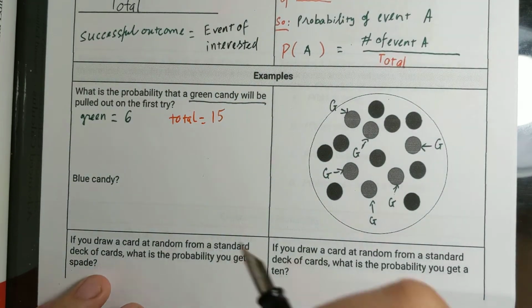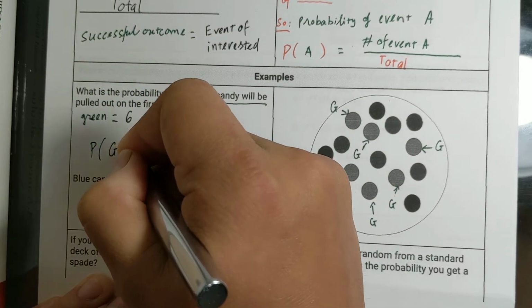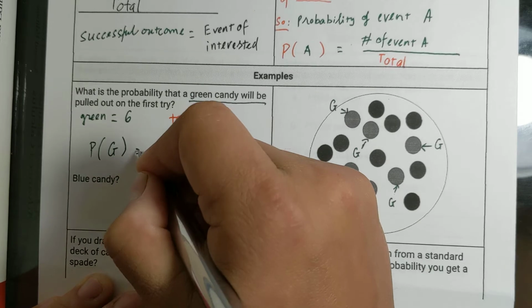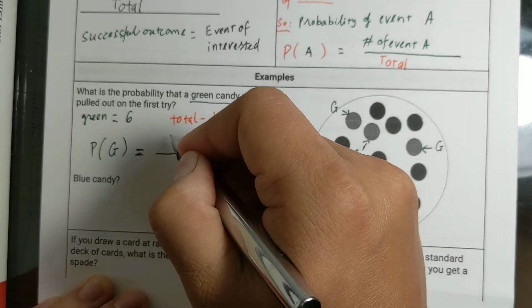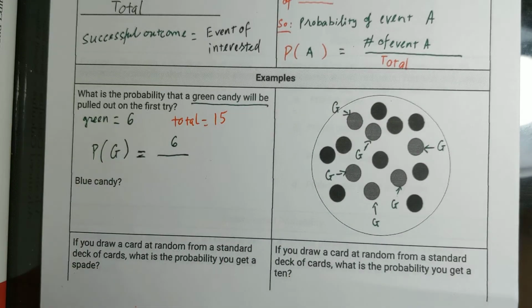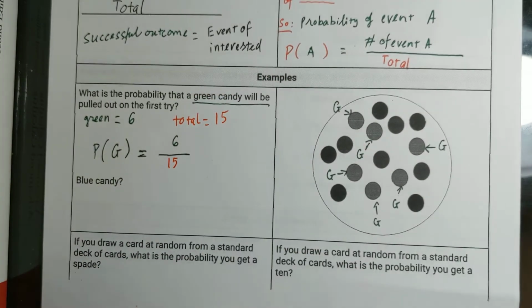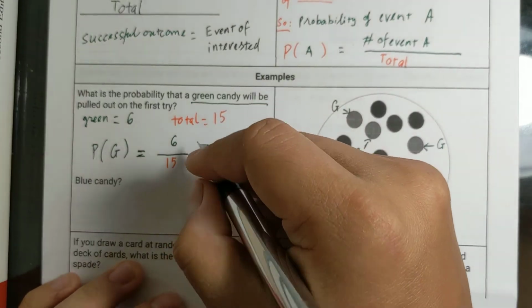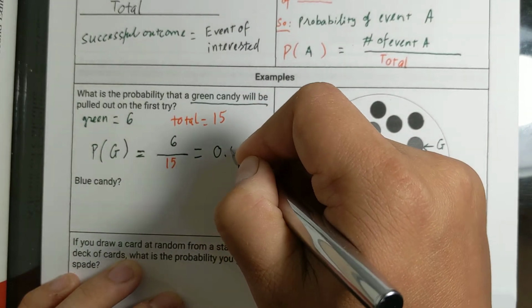So then our probability of green should be the number of green, which is 6, over the total, which is 15. You type this into your calculator, and it should give you a decimal of 0.4.